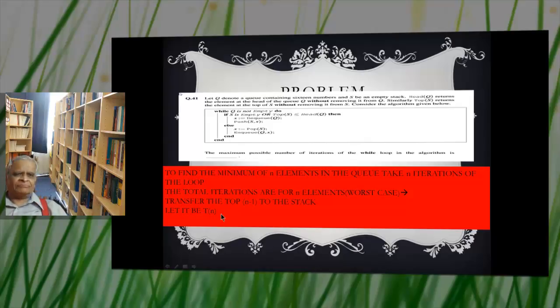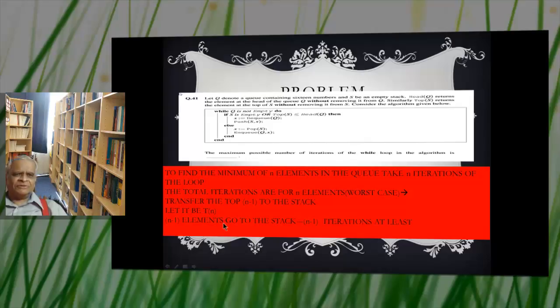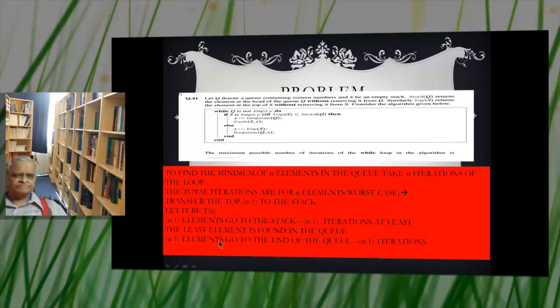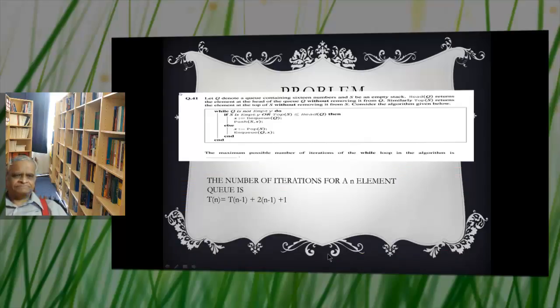It will be T(n). Then we can say the following things. First of all, n minus 1 elements go to the stack, n minus 1 iterations at least. Least element is found in the queue. N minus 1 elements go to the end of the queue, n minus 1 more iterations. Least element goes to the stack, 1 iteration. The total number of iterations for n elements is given by the recurrence relation T(n) is equal to T(n minus 1) plus 2 into (n minus 1) plus 1.